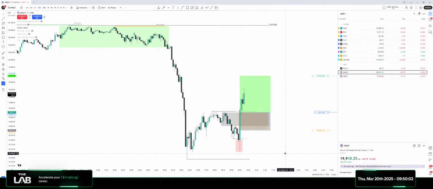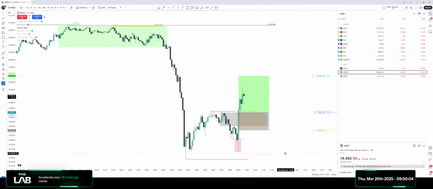If my screen goes black at some point, I'm sorry, because I don't know why my OBS and my TradingView don't get along too well. Sometimes when I need to change windows, TradingView goes black. I don't know why.